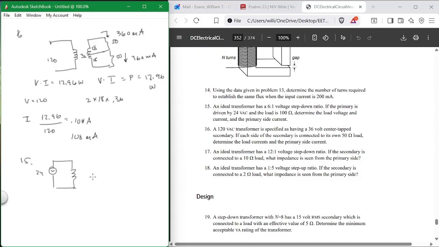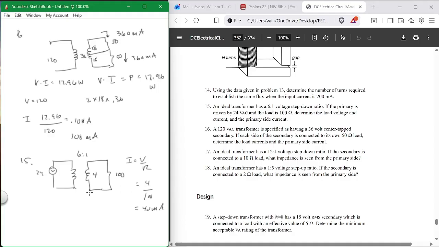And transformers are very simple. This is a very simple problem. Okay, so you have a 6 to 1 step down, and then you have a 100 ohm load over here. So the step down is from 24 to 4. 4 is the voltage. R is 100. So I is equal to V over R, or 4 divided by 100, or 40 milliamps. So that's my I in the secondary.